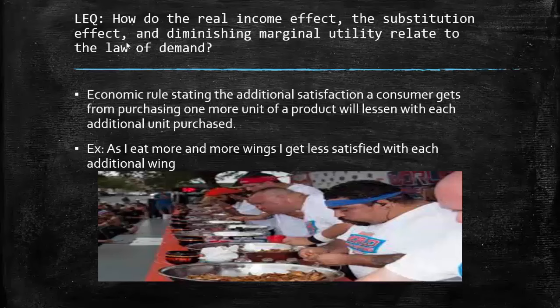I feel like students only understand diminishing marginal utility when you hear it in an example. So here's the definition. The additional satisfaction, think utility, a consumer gets from purchasing one or more unit of a product will lessen, think diminishing, with each additional unit purchased.